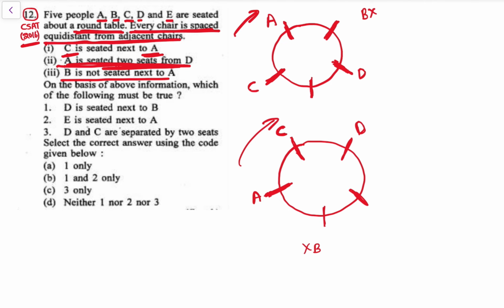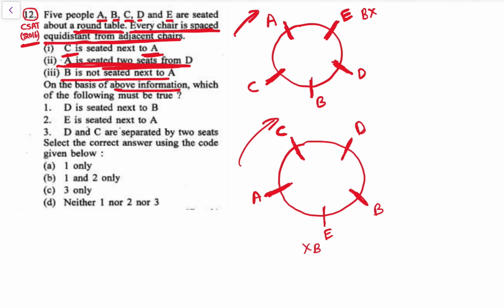So now B cannot be here. B would be here, and the remaining one is E. So E is here, and E is here. So these are the 2 cases we got.